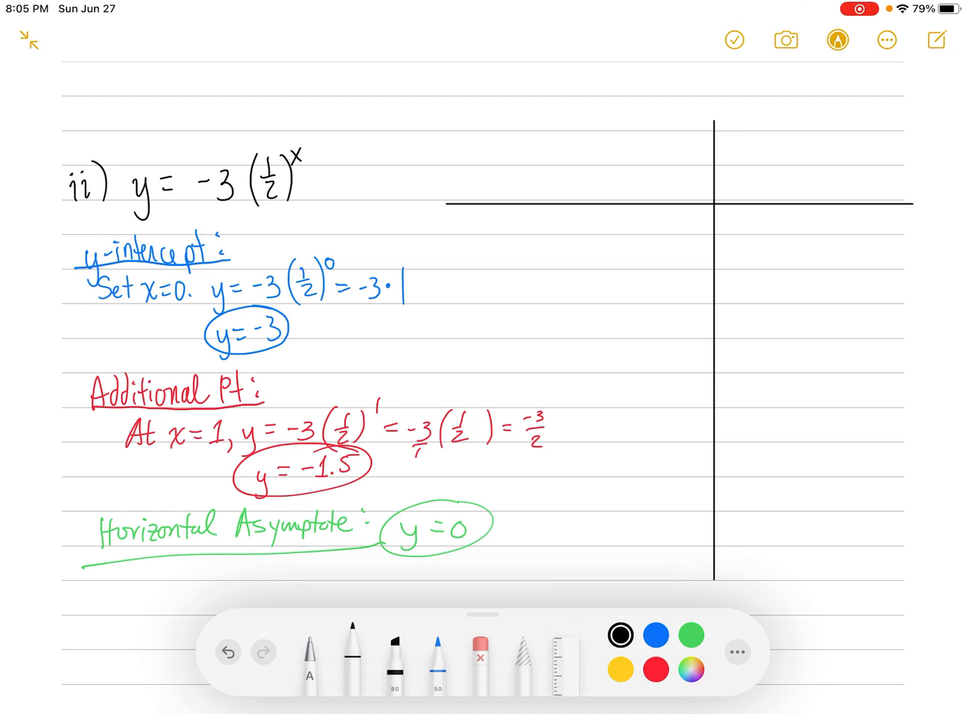Actually, now that I think about it, it's going to be going upside down, right? Because we have this reflection. Because we have a negative out in front, we're going to have an upside down, or it's going to be a reflection here. Okay, so that's better. So we're going to take our points and plot this out.